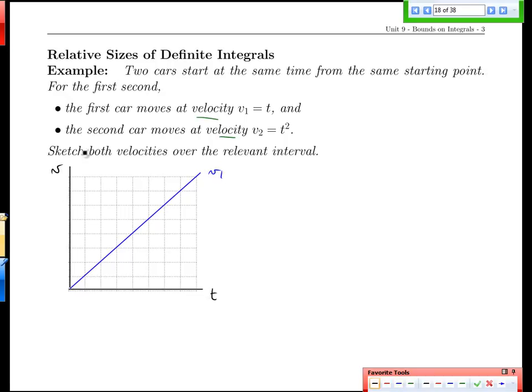and we're doing this over the first second. So let's take a look at the second car moving at velocity v2. Let's go here. So it always starts off flat, it's a parabola, and then it would do something like this. And we know when t is 1, I get 1. When t squared is 1, we get 1. So those two graphs intersect at t equals 1. So that would be a sketch of these two velocities.